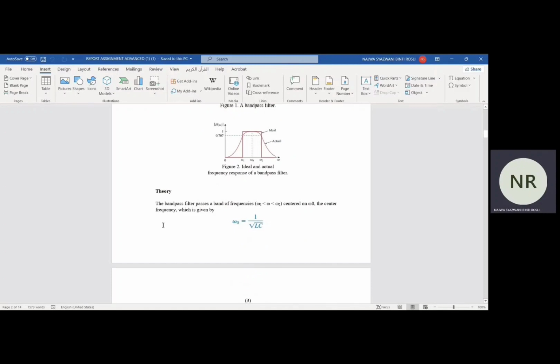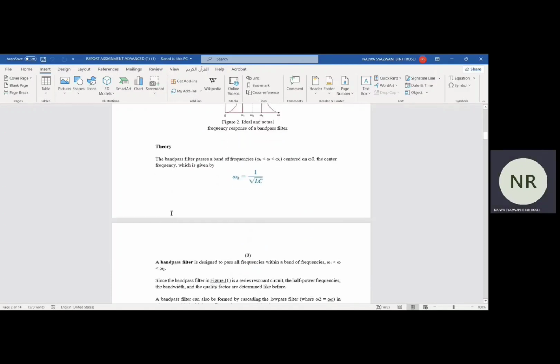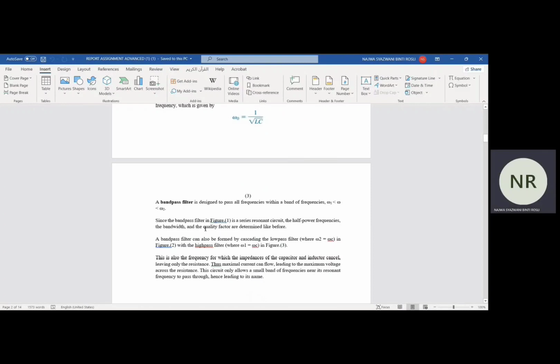So next, the theory part. The bandpass filter passes a band of frequency, omega 1 less than omega 2, centered on omega 0. The center frequency is given by omega 0 equal to 1 over square root LC. A bandpass is designed to pass all frequency within a band of frequency, omega 1 less than omega 2.